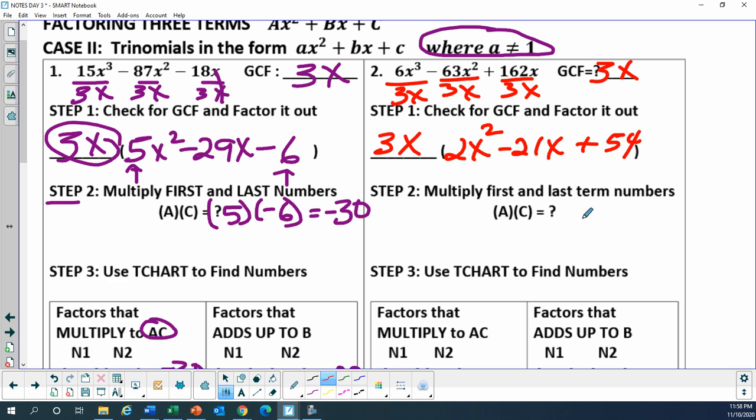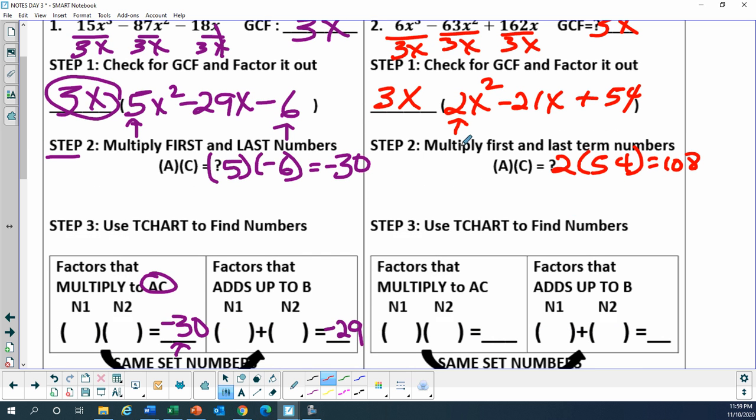Okay, that's step 1. Step 2, multiply the first and the last number. What's the first number? 2. What's the last number? 54. So I have to multiply 2 times 54, which will give you 108. Okay, so the product of the two numbers needs to be positive 108, right? But the sum needs to be the middle number, which is negative 21.